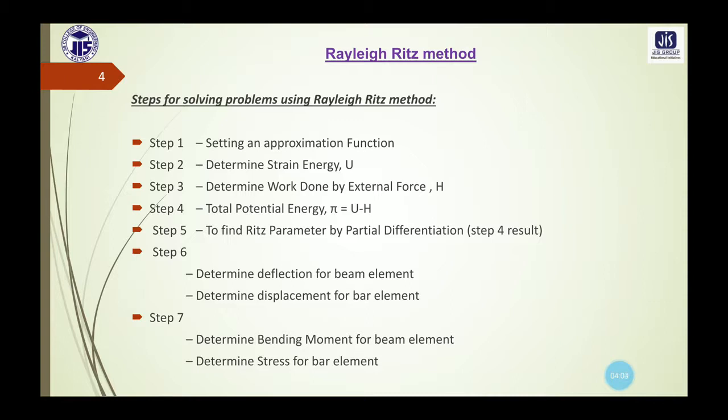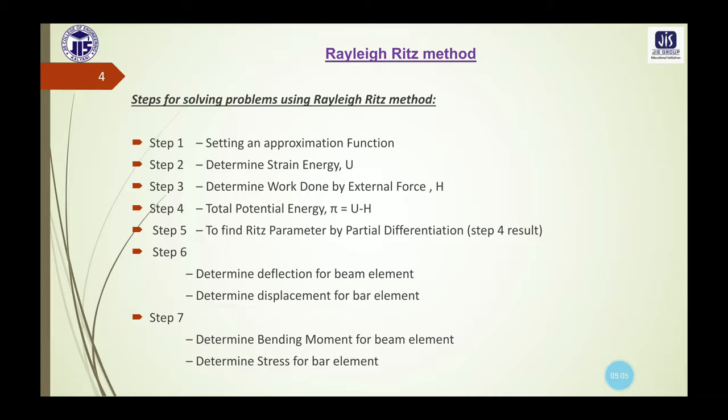Now step 2 is to determine the strain energy, denoted by capital U. Next, step 3 is to determine the work done by the external force, which is capital H. Step 4 is to calculate the total potential energy, pi, which equals U minus H. This U will be determined in step 2 and this H will be determined in step 3. So the fourth step is this U minus H, that is, the subtraction of the value of step 3 from step 2.